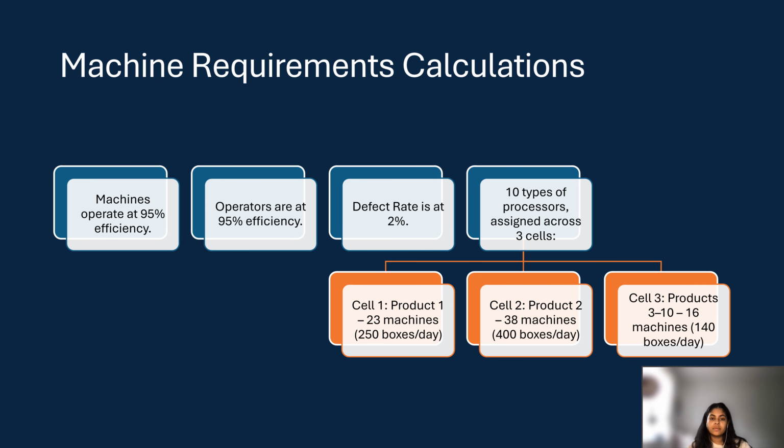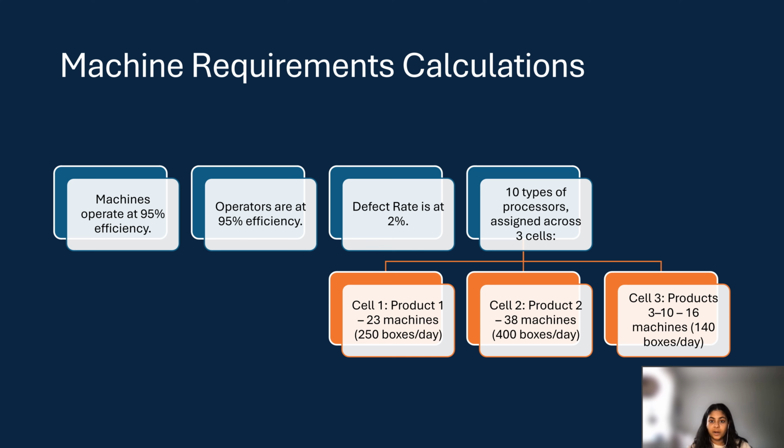To determine the number of machines required for each product line, we based our calculations on the given daily demand along with machine and operator efficiency, which are both at 95% and a 2% defect rate. These factors were included to ensure our estimates reflect real-world operating conditions. We organized the production into 3 cells.